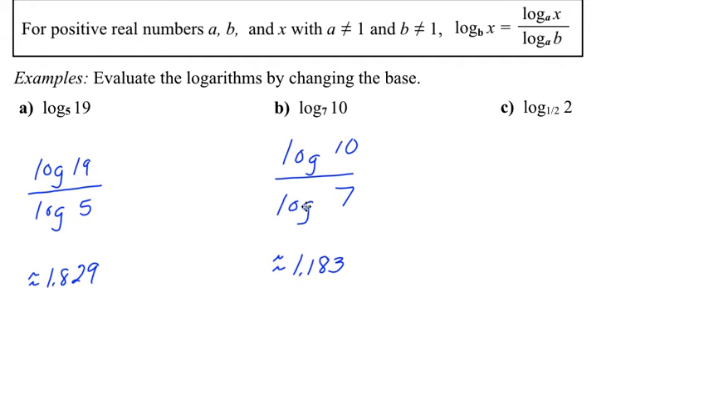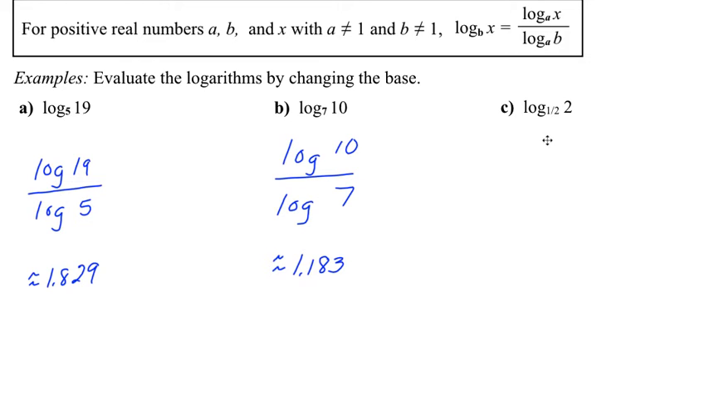One of the questions I'd like to pose to you: does it matter if I'm doing the common log versus the natural log? And it makes absolutely no difference. You could take the natural log of 10 divided by the natural log of 7, and you'll get exactly the same value. So if you don't believe me, plug that into your calculator and double check it.